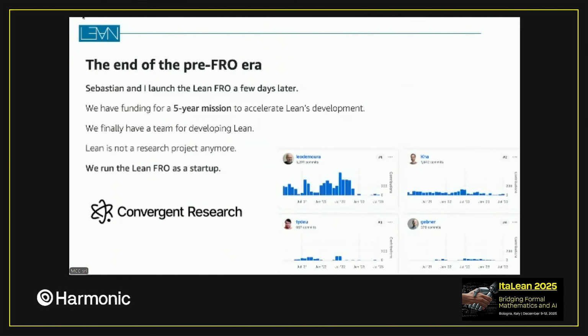We now have funding for a 5-year mission. We're super grateful for the resources, the philanthropic donations we got. And Sebastian and I are running the FRO as a startup. This is a privilege, an opportunity we cannot miss, right?